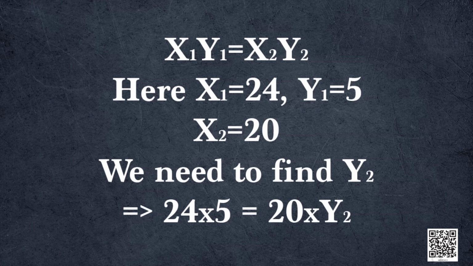Now, what is x2? Yes, in the question it is given that the number of children is reduced by 4. That is 24 minus 4, which is equal to 20. x2 is equal to 20. We need to find out y2.